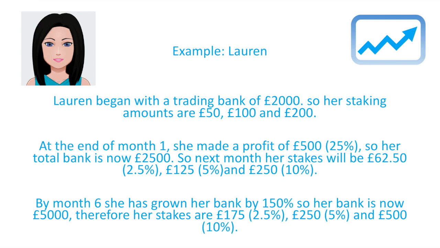By month 6, Lauren has grown her bank by 150%, so her bank is now worth £5,000. So therefore, her stakes now in month 6 are £175 for the 2.5% stakes, £250 for the 5% stakes, and £500 for the 10% stakes. This is £500 up from £200 in month 1.